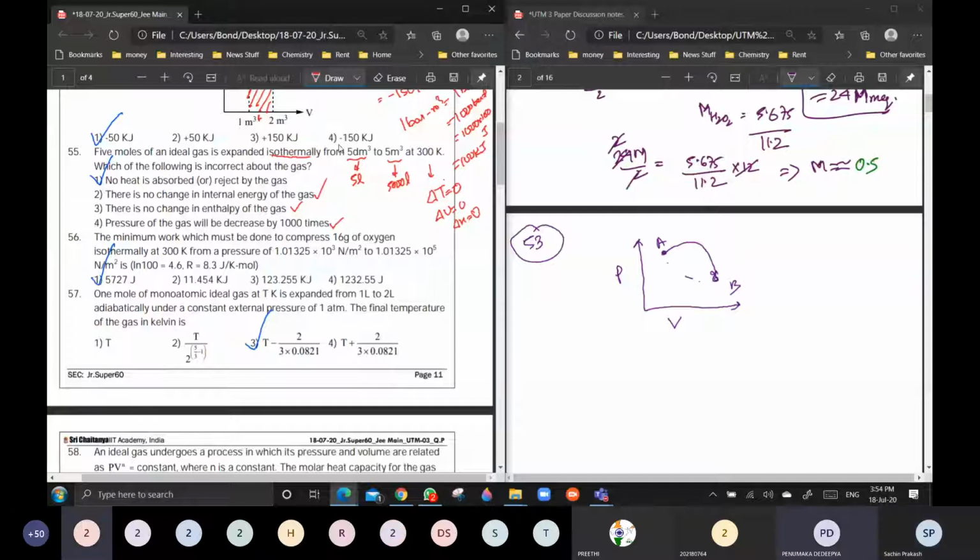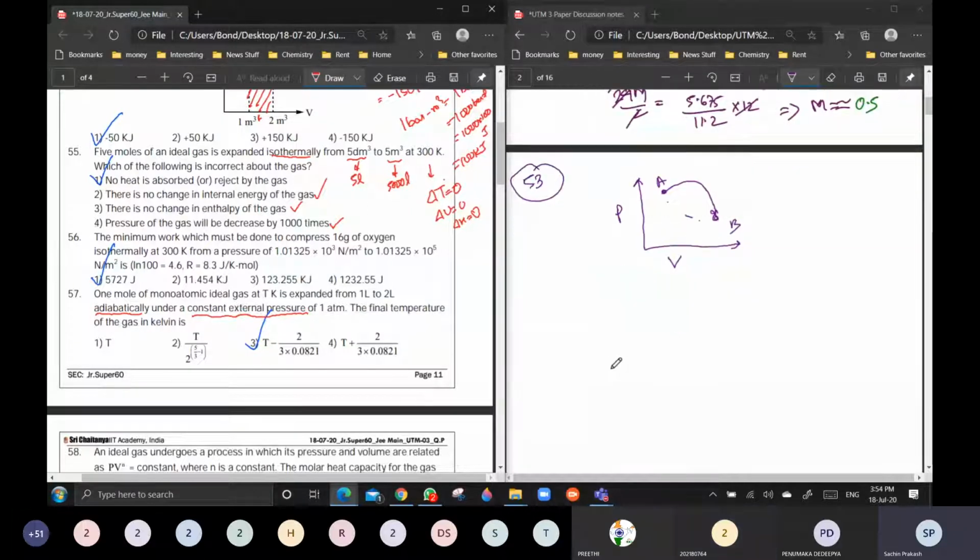Sir, 56. 57, it's not like TV to the power gamma minus 1 is constant. Whenever the term constant external pressure is mentioned, it's an irreversible process. A process cannot be adiabatic and constant pressure at the same time, and reversible also. If it is adiabatic, then it cannot be a constant pressure process if it is a reversible adiabatic process. So then what is the answer? Do you want me to solve it? Yes, sir. Okay.